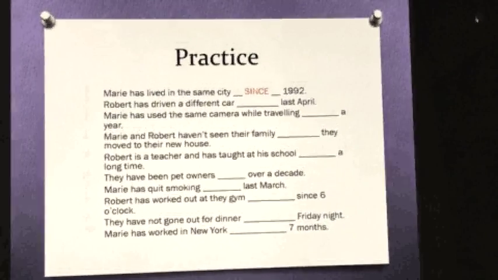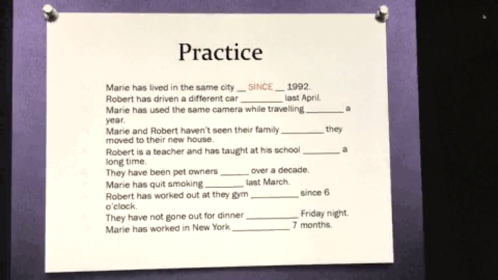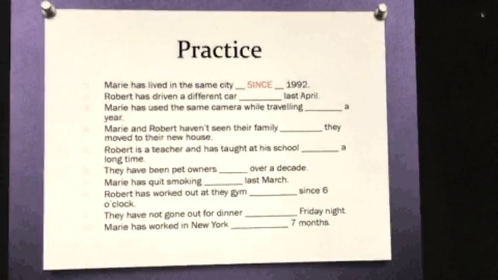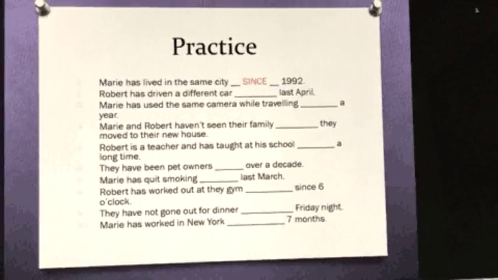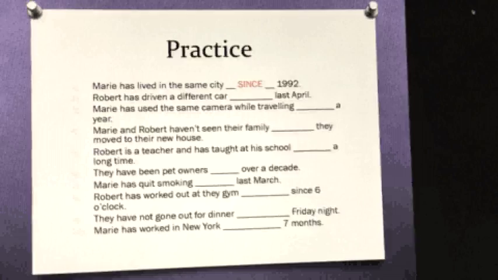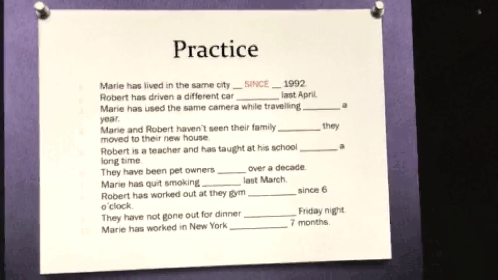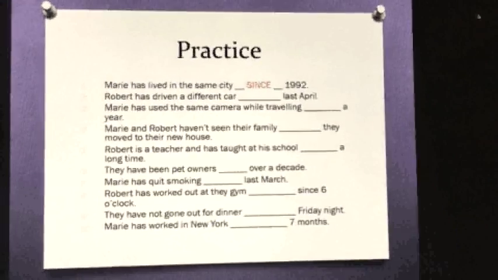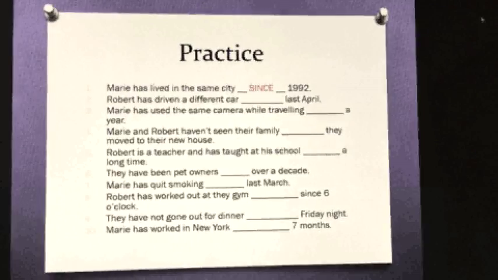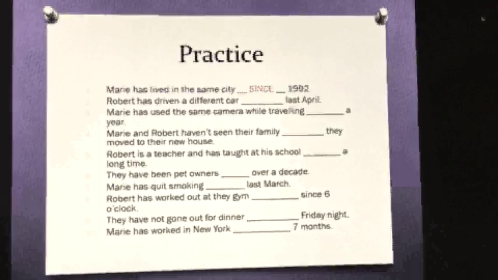Why don't we do number one together? So we can see here it says Marie has lived in the same city since 1992. Can someone please tell me why we've used the word since in this sentence? Yes, Diane, because it's stating 1992, which is when the event started. That's correct. Excellent. So now I would like everyone to take a minute to continue filling in their sentences, and then we will take it up as a class.